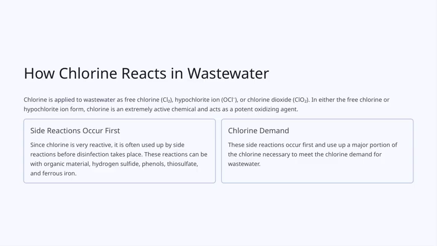This brings us to the concept of chlorine demand. Because of these side reactions, a significant portion of the chlorine is consumed before it even reaches the pathogens we want to eliminate. Understanding this helps us determine how much chlorine we need to add to ensure effective disinfection. It's a critical point in optimizing wastewater treatment and making sure the process is both effective and efficient.